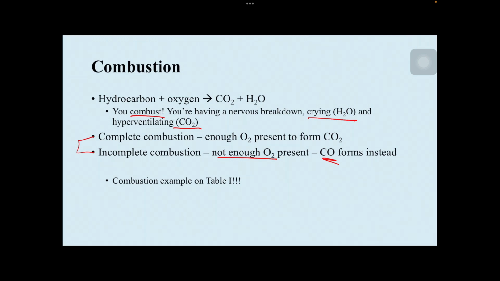So that's why car exhaust, or even your furnace, produces carbon monoxide, because it's in a closed system and there's not enough oxygen present to fully break it down. That's why it's important to have carbon monoxide detectors in your home, because if that carbon monoxide escapes your furnace and gets into your home, it can be lethal.